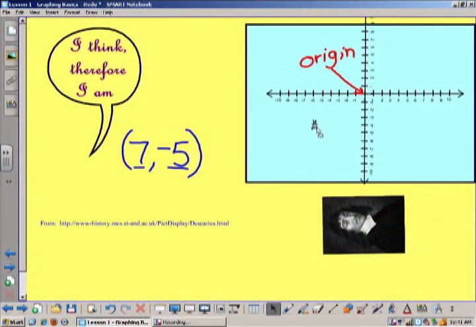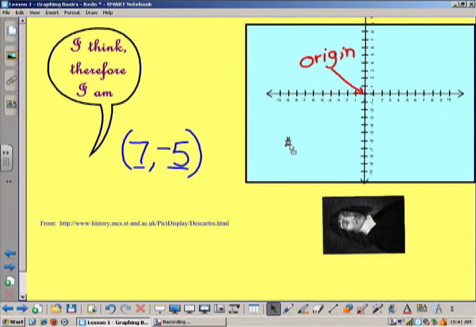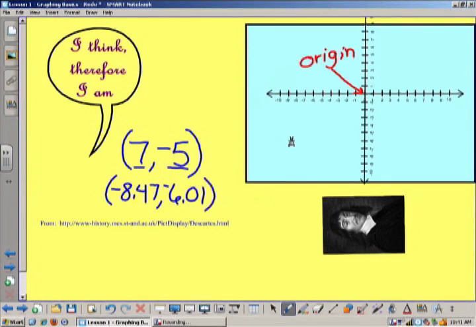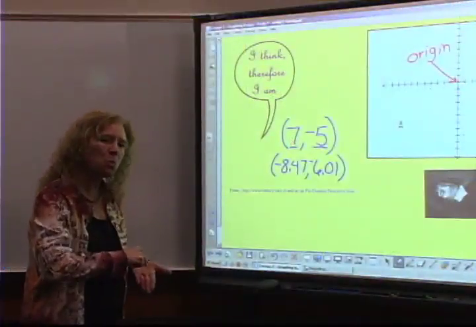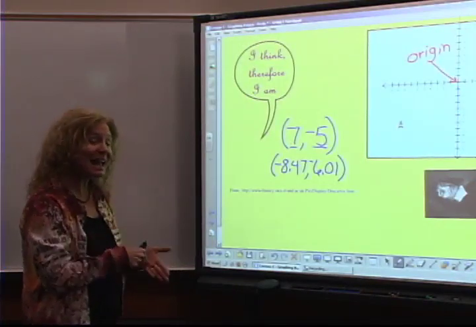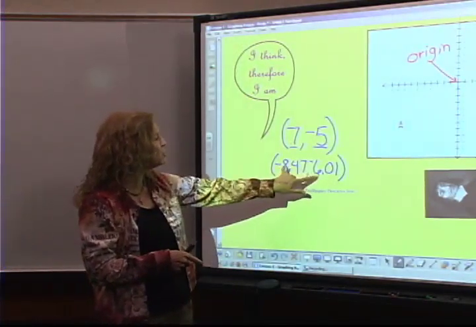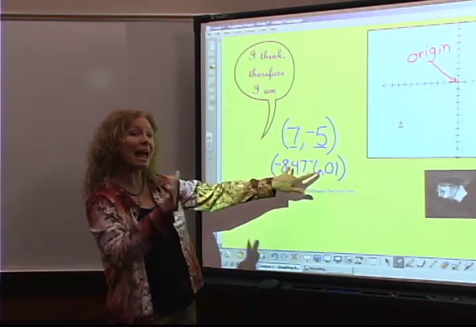And if that fly moves, and maybe he's sitting over here, and he's kind of in between integers, that will happen. So I might decide, well, let's see here. I think he is at (-8.47, -6.01). You say, what? Well, that could be where he is. And the point is that no matter where that fly lands, there is exactly one ordered pair that is going to name that location.